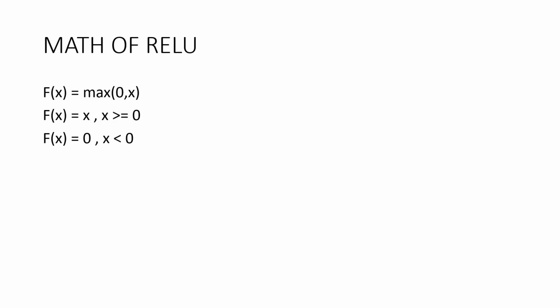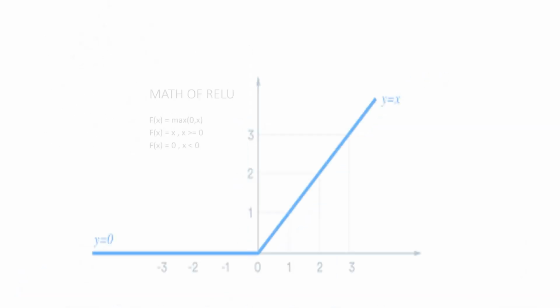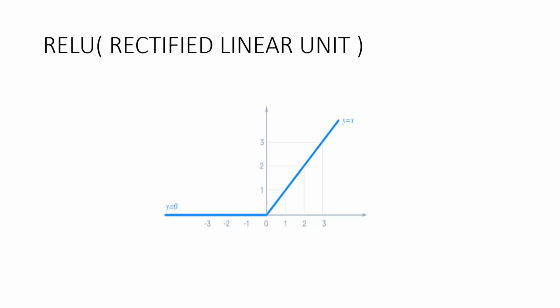If you look at the negative side of the graph, you will notice that the gradient value is 0. Due to this reason, during the backpropagation process, the weights and biases for some neurons are not updated. This can create dead neurons which never get activated. This is taken care by the leaky ReLU function.